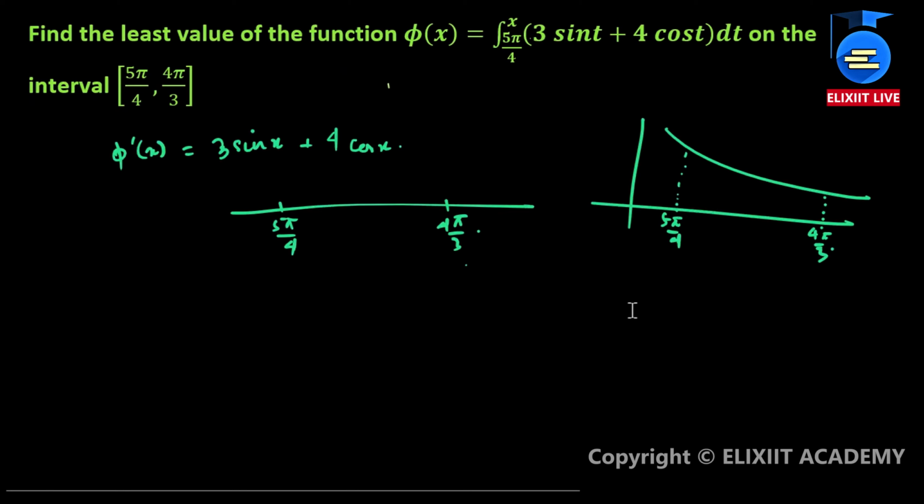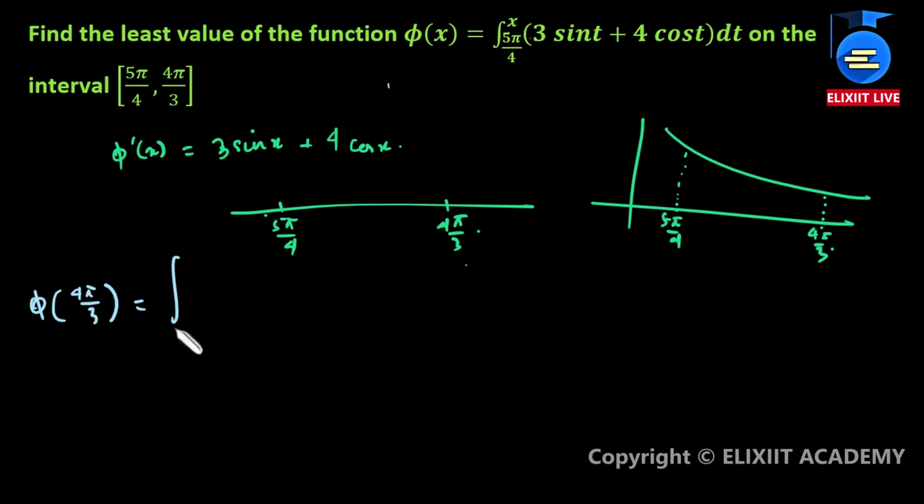The least value of this phi of x can be obtained at x equals 4 pi by 3, and the maximum value will be obtained at x equals 5 pi by 4, since the graph is decreasing. So find out what is phi of 5 pi by 4 and phi of 4 pi by 3. What is phi of 4 pi by 3?